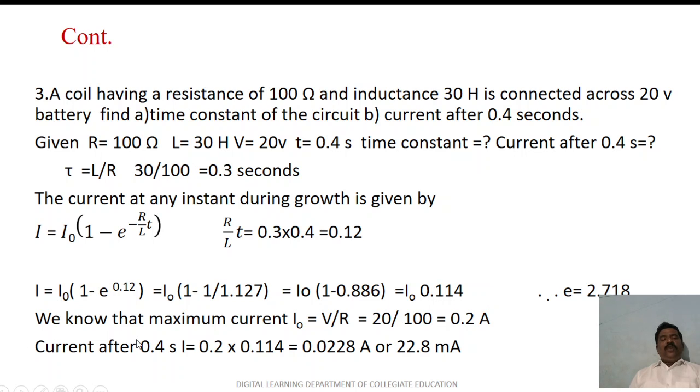We know that the maximum current in the circuit I naught is equal to V divided by R. Looking to the circuit, they are given V is equal to 20 volts and R is 100 ohms. Substitute these values, you will get 0.2 amperes. Current after 0.4 seconds, I is equal to 0.2 into 0.114. Substituting these values, you will get 0.0228 amperes, or 22.8 milliamperes of current after the 0.4 seconds. This is how we can calculate the current.